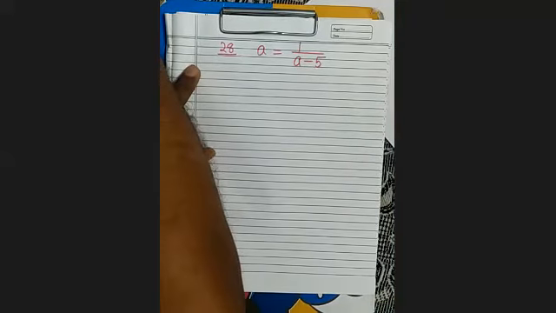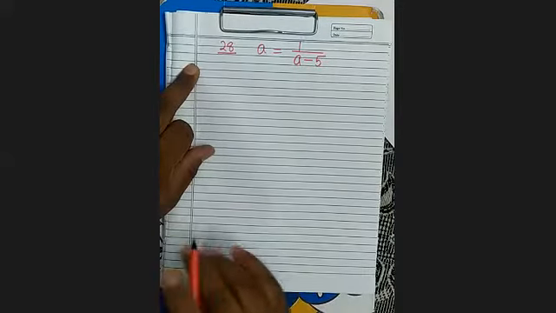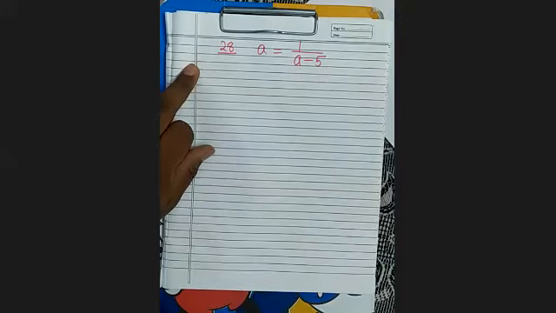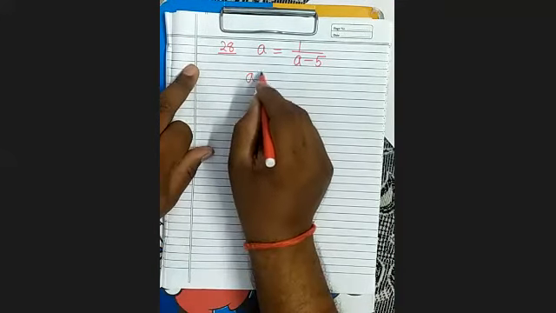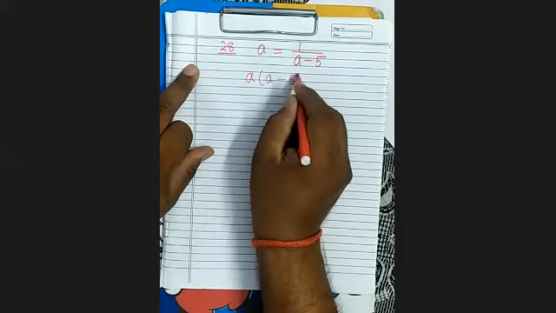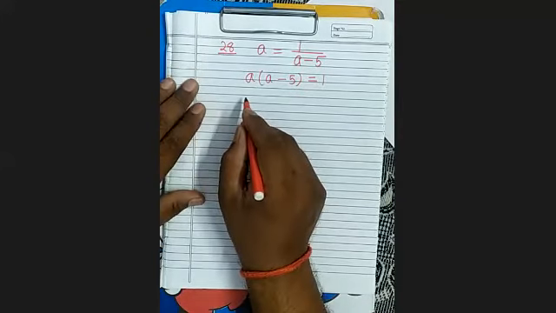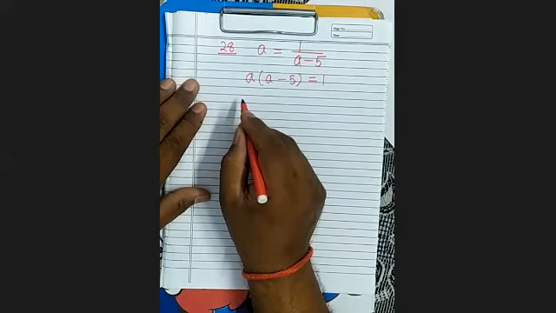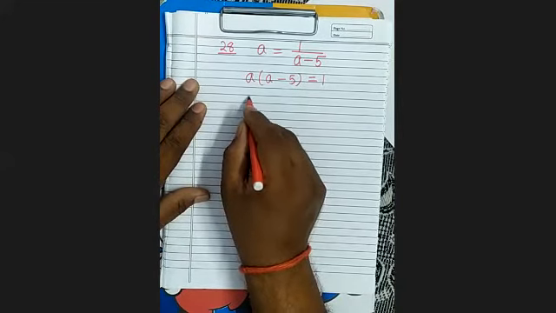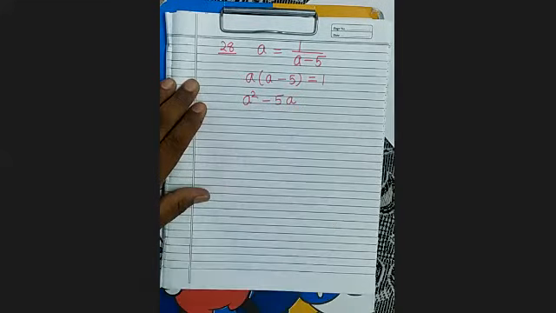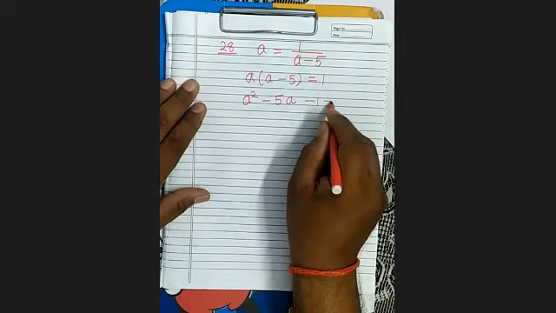It's clear? What will you do? You multiply this with A. When you multiply this with A, it equals 1. Open the bracket. On opening the bracket, what will you get? A square minus 5A. Bring A on this side, 1 on this side. So minus 1 is equal to 0.